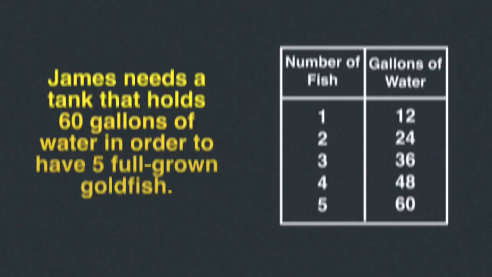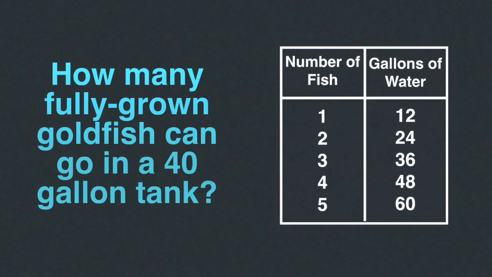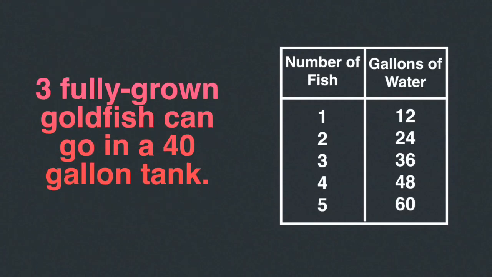How many fish could James fit into a 40-gallon tank? Let's see, 40 gallon. I don't see the number 40 on here, but a 40-gallon tank would hold 36 gallons of water. It wouldn't hold 48 gallons of water. How many fish does a 36-gallon water tank hold? That's right. In a 40-gallon tank, you could have at least 3 adult, fully grown goldfish.